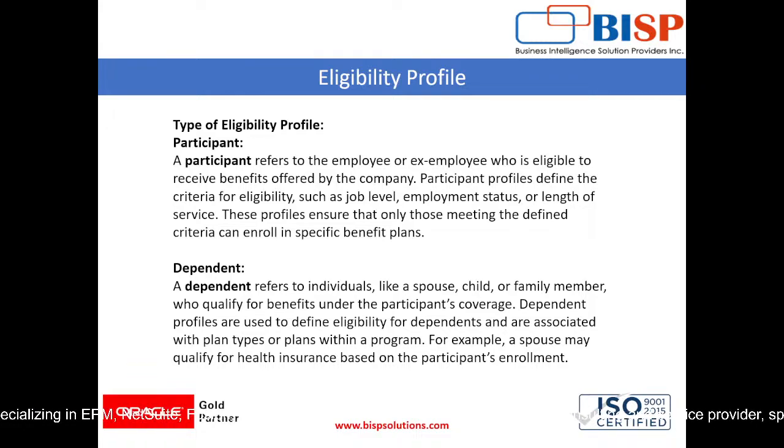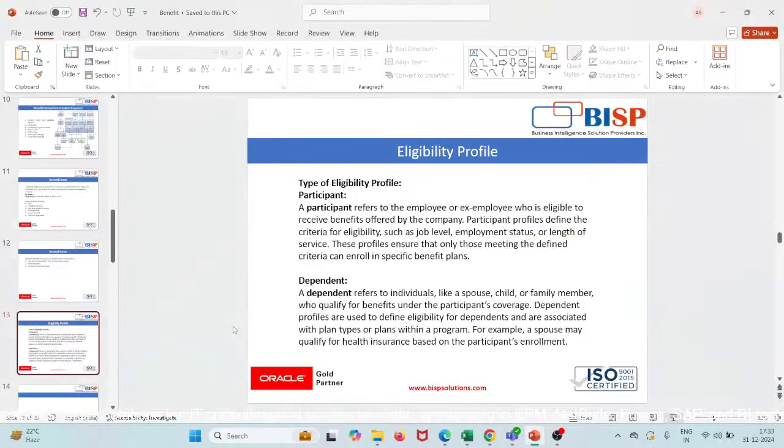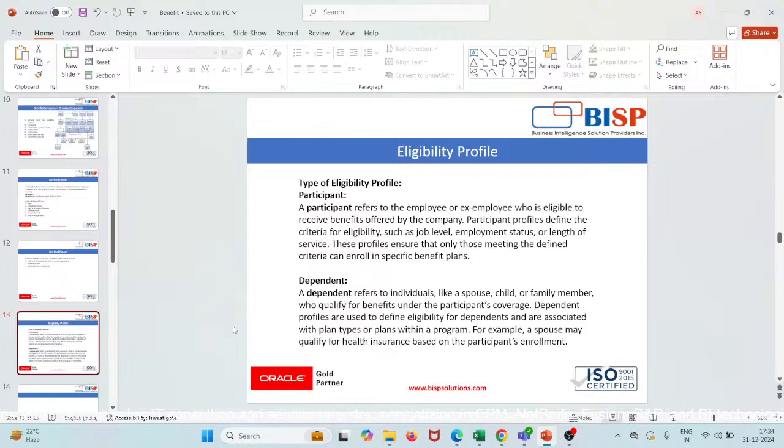Dependent profiles are used to define eligibility for dependents and are associated with plan types or plans within a program. For example, a spouse may qualify for health insurance based on the participant's enrollment. So, since we have created our derived factors, now we will create our eligibility profile.